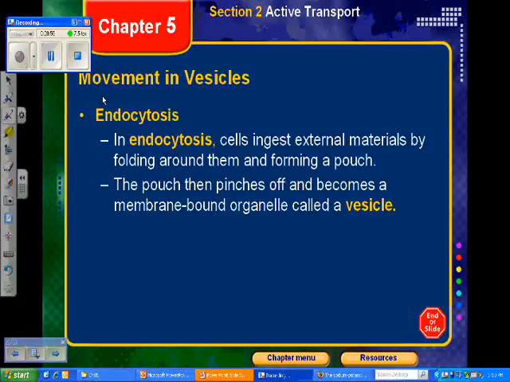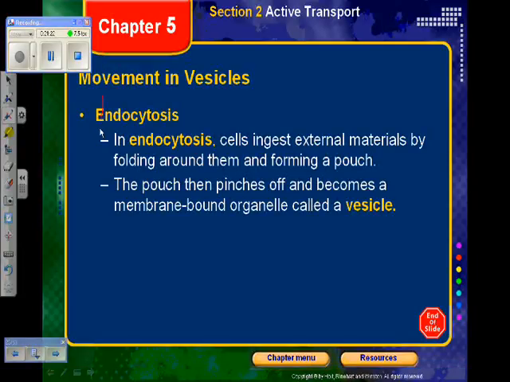Okay, sometimes we're dealing with things that we need to get in and out of the cell that are too big to just go through the membrane or to even go through a transporter. Everything we've dealt with so far has been pretty small, like ions, sodium, potassium, even water. But a lot of times cells bring in things that are much larger than the small molecules that we've talked about so far.